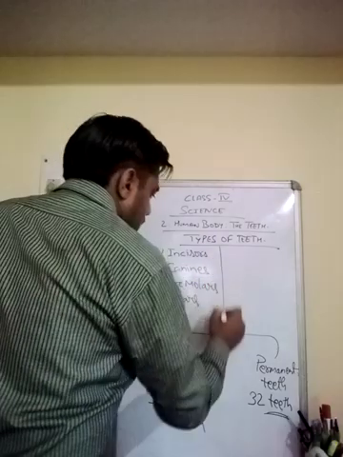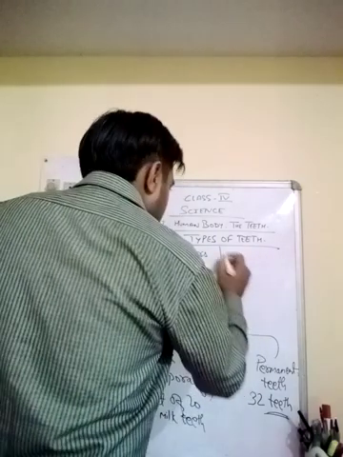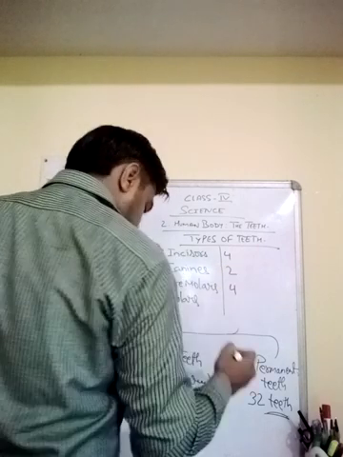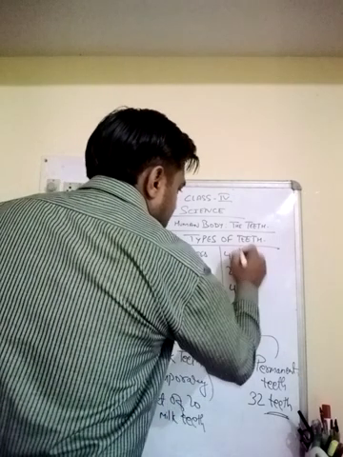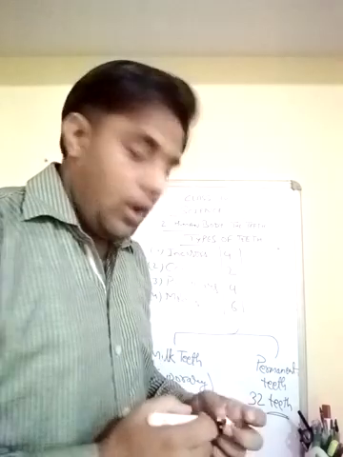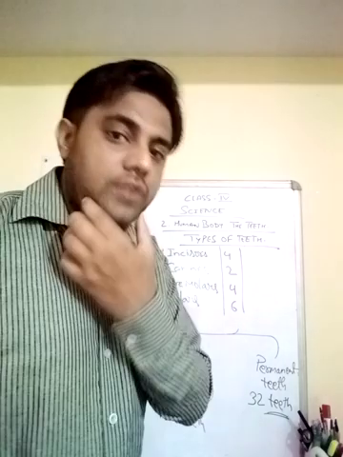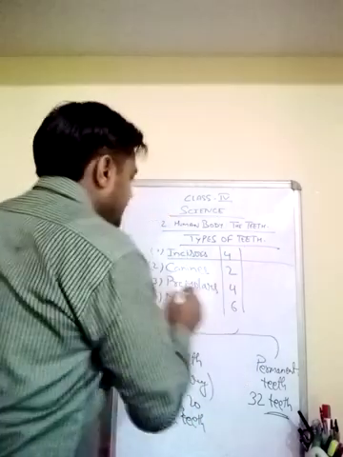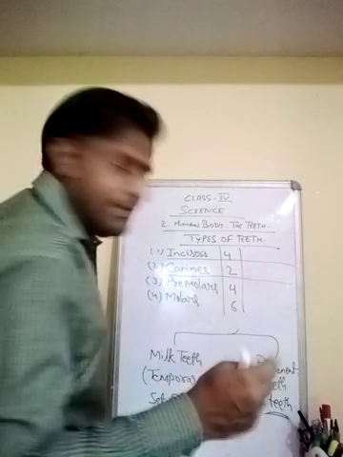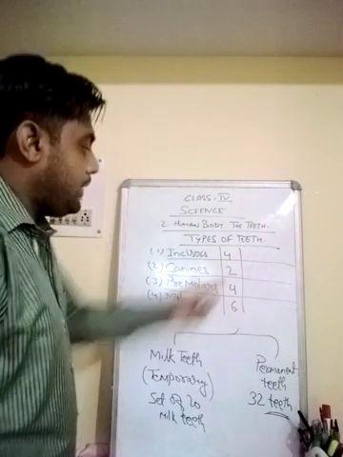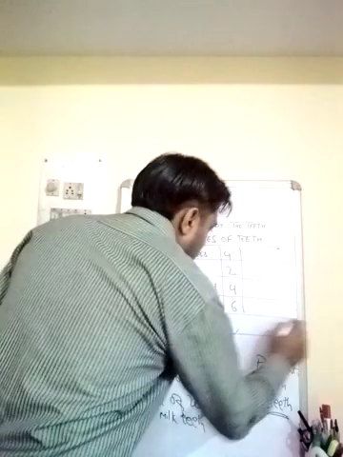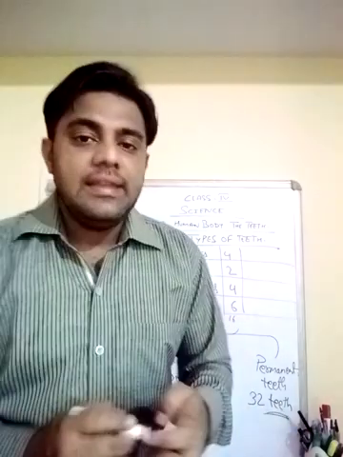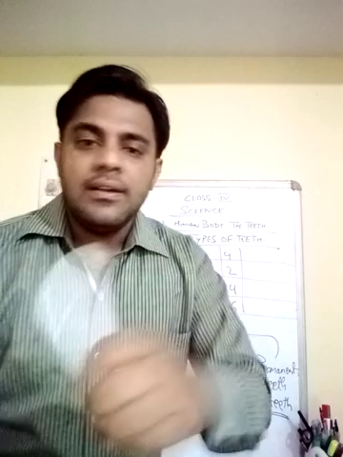Now, how many incisors are there? 4. How many canines are there? 2. Premolars 4 and molars 6. These are the number of teeth in each jaw. That is, if you take the lower jaw, in our lower jaw we have 4 incisors, 2 canines, 4 premolars and 6 molars. That makes a total of 16 in each jaw. It means in each jaw we have 16. 16 plus 16 is 32 teeth.